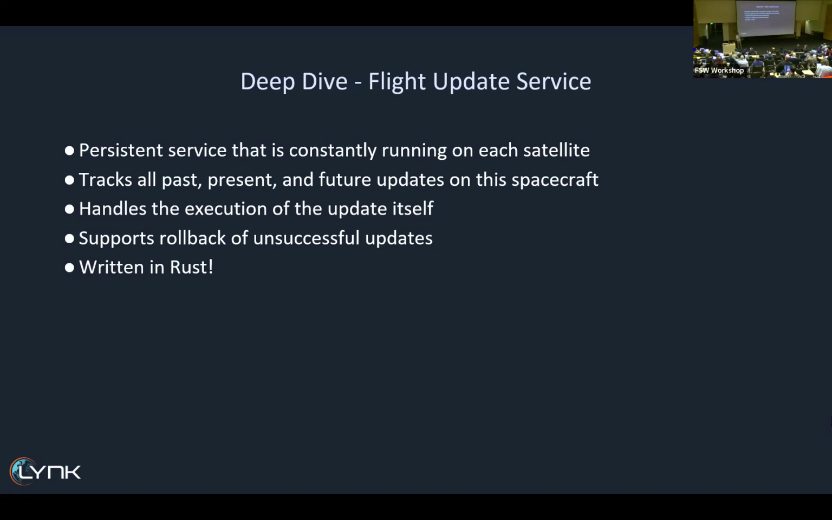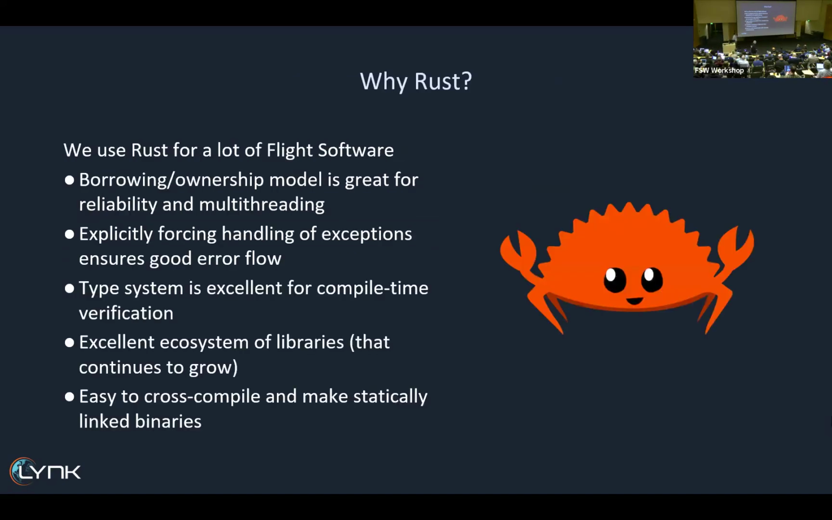But the flight software side of this is something that we call the flight update service. It's a system that runs on every satellite on orbit. It's a persistent service that's always running, and it's tracking our updates. So it has a database that tracks past, present, and future updates. It handles the actual execution of the updates themselves. It supports rollbacks, so that if the update doesn't work, it can put it back in a safe spot. And it's written in Rust. I'll talk a little bit about why we use Rust here.